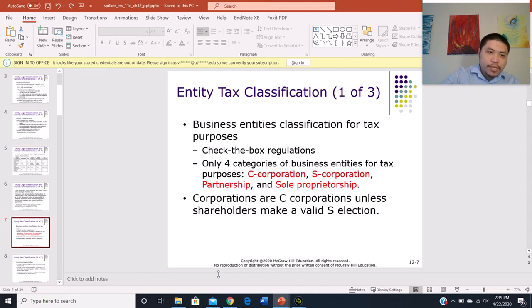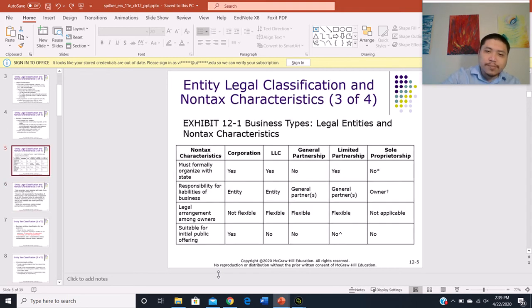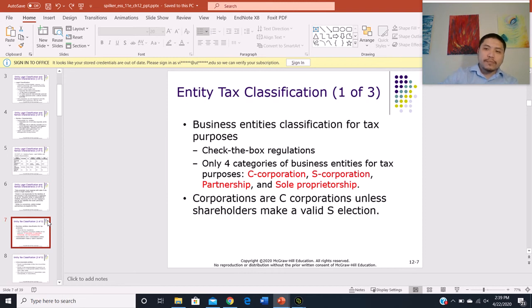So as we just talked about, there are how many types of entities? There are corporation, LLC, general partnership, limited partnership, sole proprietorship. However, for tax purposes, we only have C corporation, S corporation, partnership, and sole proprietorship. So there are only 4 categories of business that are acknowledged for tax purposes.